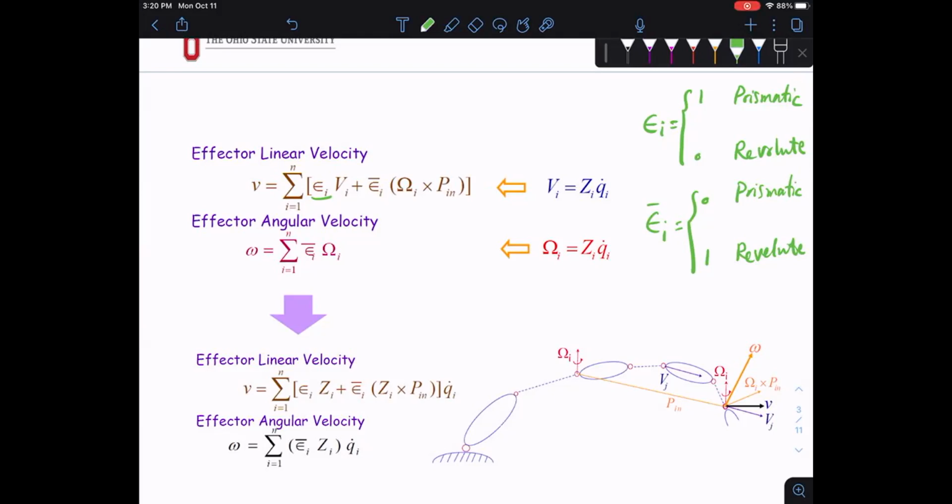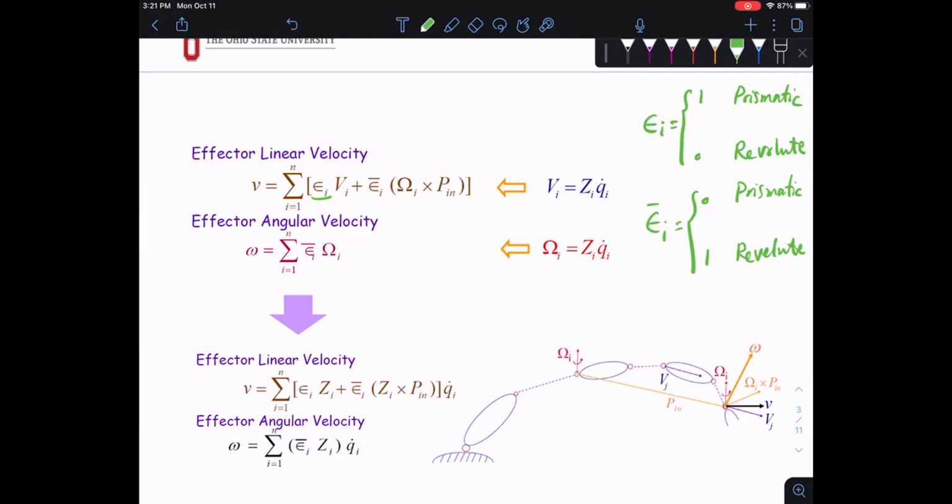Same for angular velocity, we only have this epsilon naught, because prismatic joints do not contribute to angular velocity, right? So again, these are repetitions of what we have seen so far, but you have put it in a very nice, neat way. If you remember 2 sentences, those are the 2 sentences you want to remember: knowing what epsilon or epsilon naught is. If you remember what epsilon is, you know what epsilon naught is.